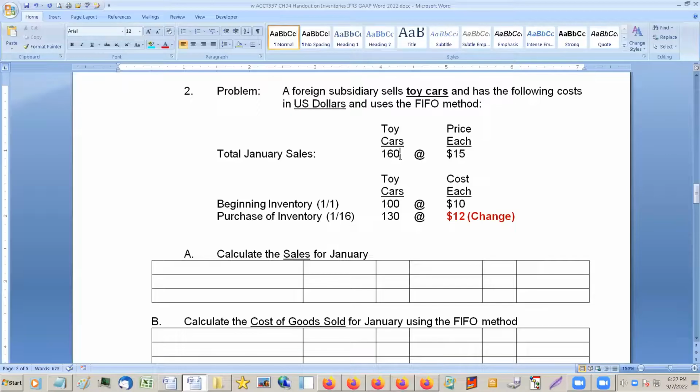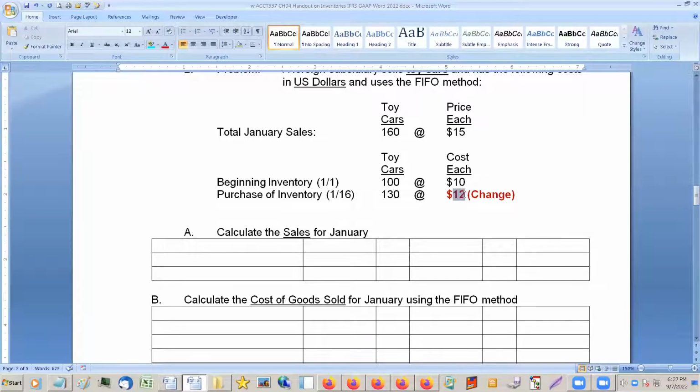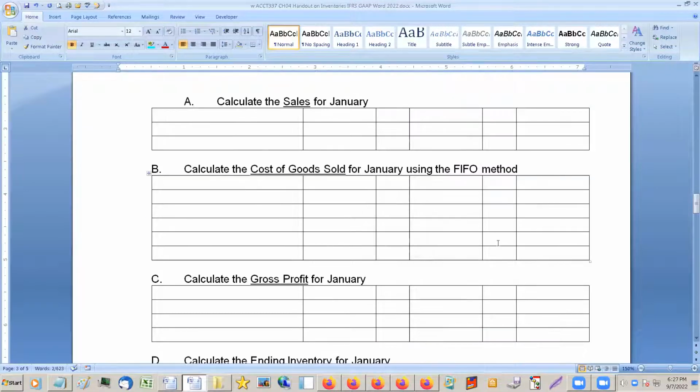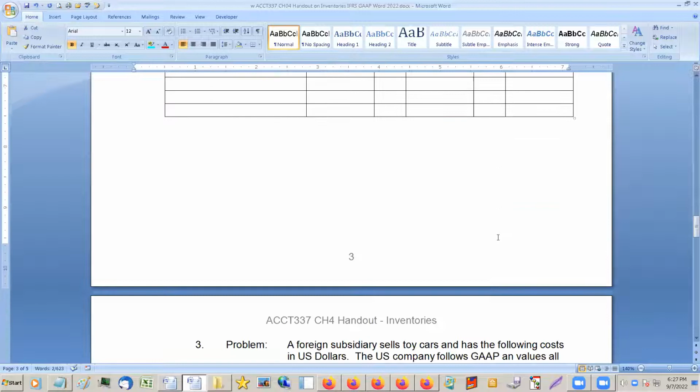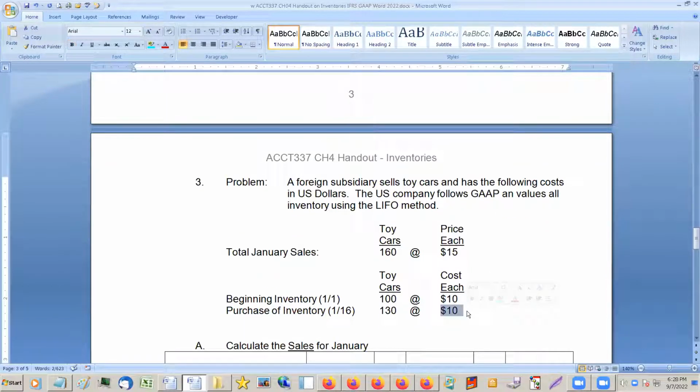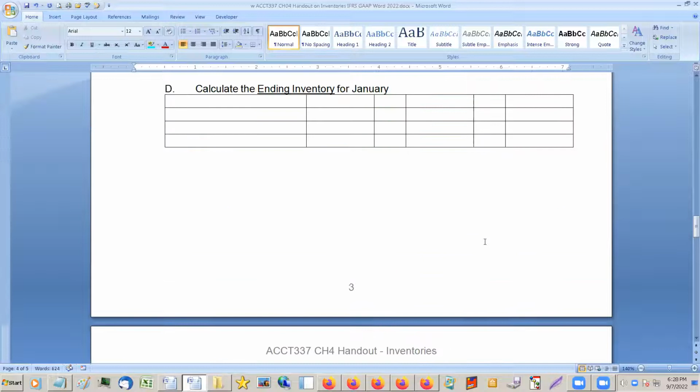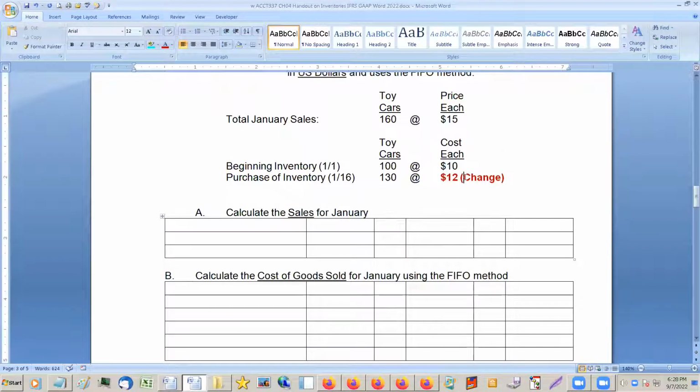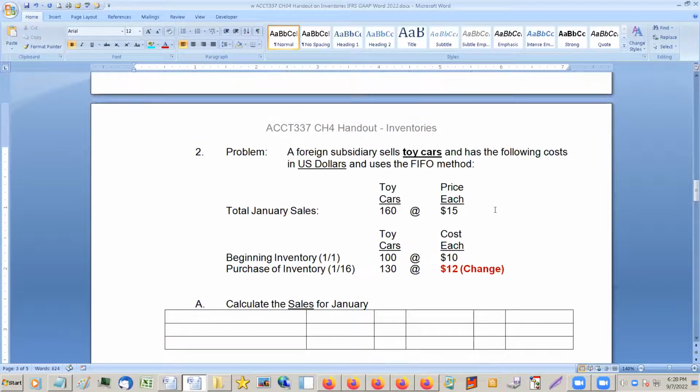If you think about it, if all the costs are the same, it doesn't matter what method you use. Average cost is going to be $10, LIFO $10, FIFO $10. So we have to change the cost, or else this is going to be a really boring problem. Change this to 12 if you would, and we'll do it on the following page too. Actually, I'm going to do it right now so I don't forget. All right, so these are in US dollars.